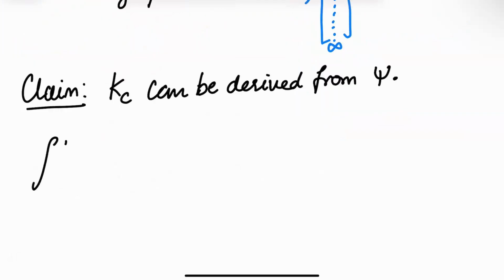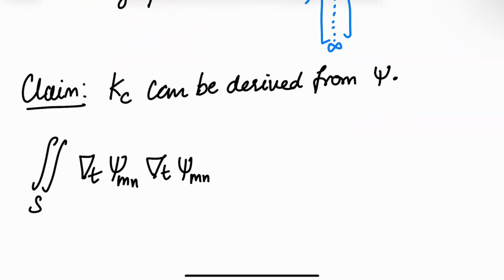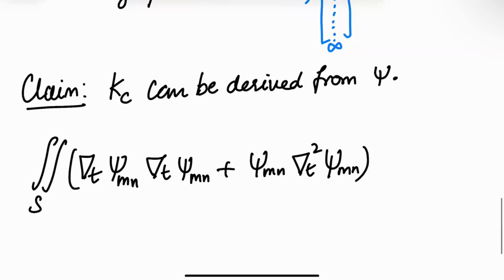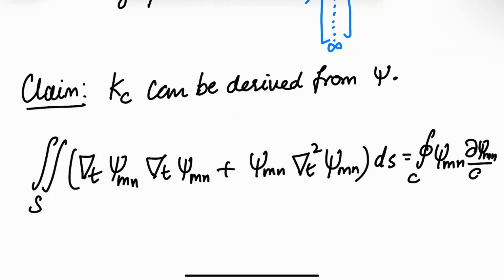In this case, we will use Green's first identity, and we apply Green's first identity on the same function psi mn twice, basically using the same function. Then we get the surface integral of psi mn del t squared psi mn ds is equal to the contour integral over the aperture of psi mn d psi mn dn dl.